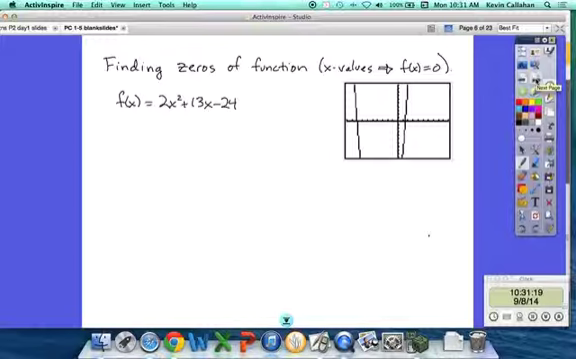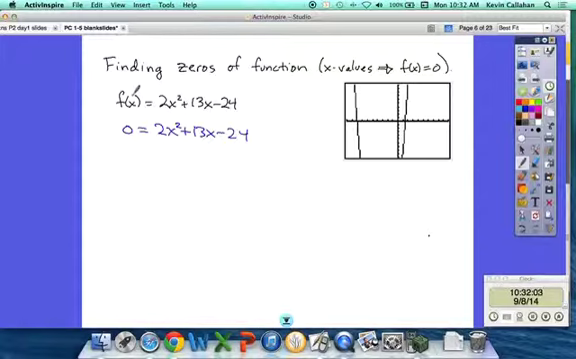Okay. So finding zeros. The zeros of the function are, and here's the function. What do we mean by the zeros? The x values for which the function equals 0, for which f of x equals 0. So you replace the f of x with a 0, and you get 2x squared plus 13x minus 24. And that turns the function into an equation, and you solve, whichever way you can.